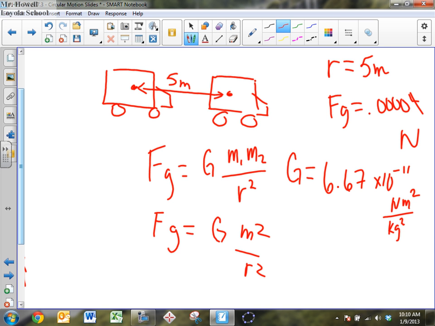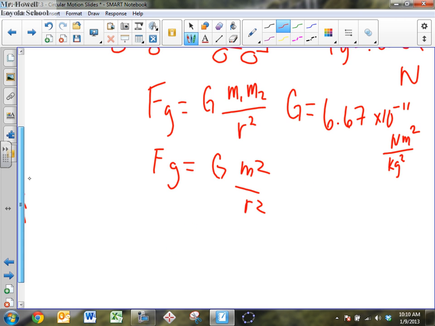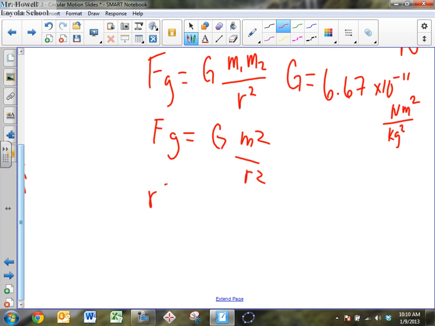And what are we solving for? We're solving for the mass. Let's move R squared up over the left side of the equation. So I'll take R squared and move it up. Okay, take the R squared and move it up. Divide by G.